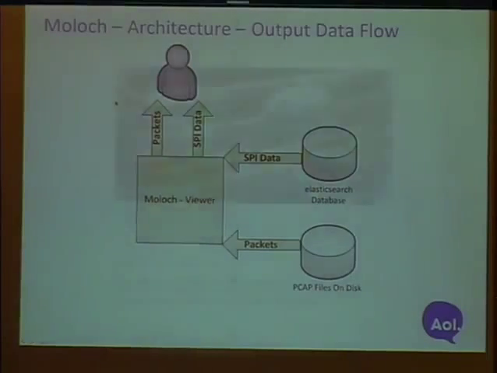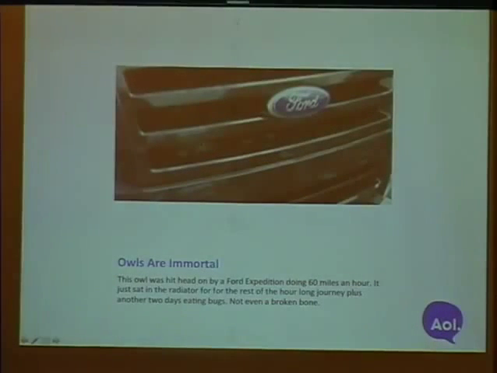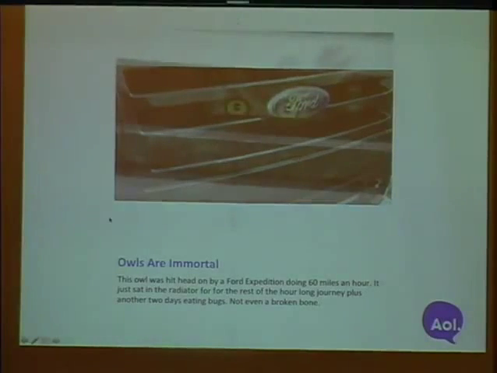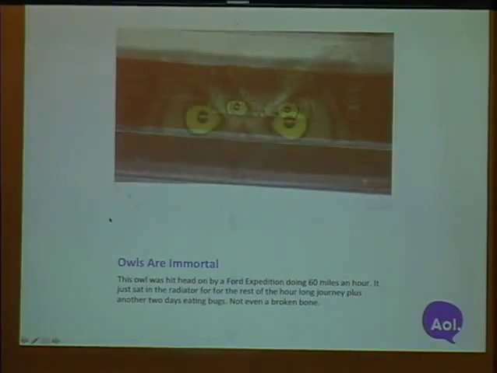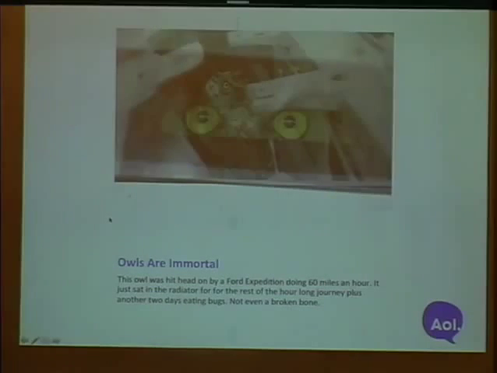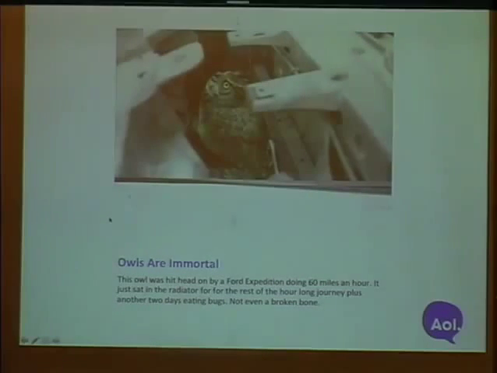A random bit of owl in the news. This owl was hit at about 60 miles an hour by a Ford Expedition, and it just sat in the radiator grill for the rest of the hour-long ride, and then for the next day as well, until some kid in the parking lot was yelling at this lady, "Hey, there's an owl in your car." And it was totally fine. Didn't even have a broken bone. So, I don't know, I think that's pretty cool. Owls are immortal.